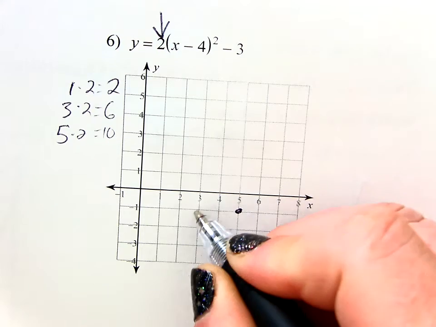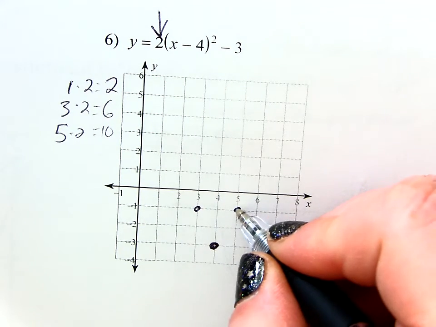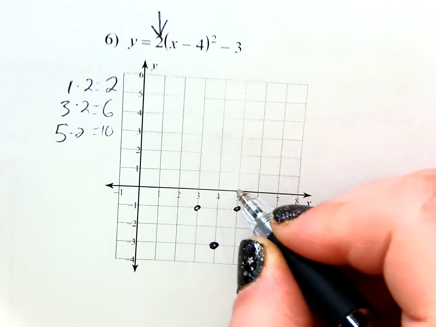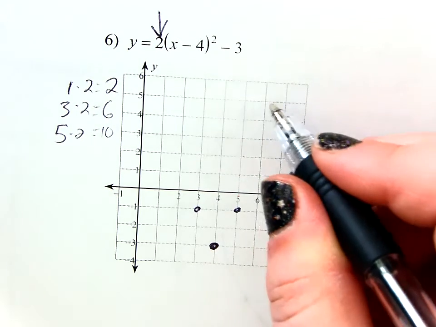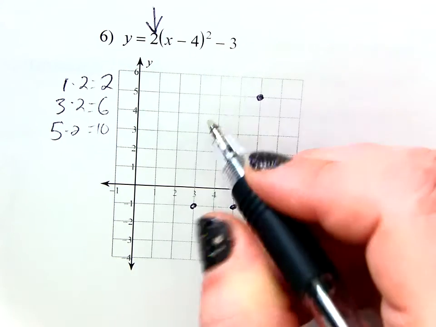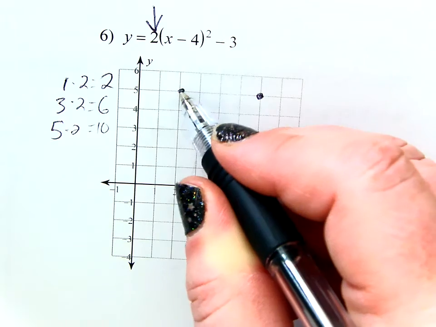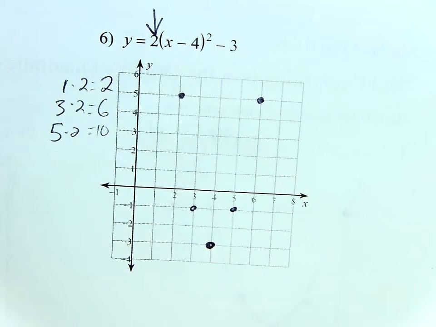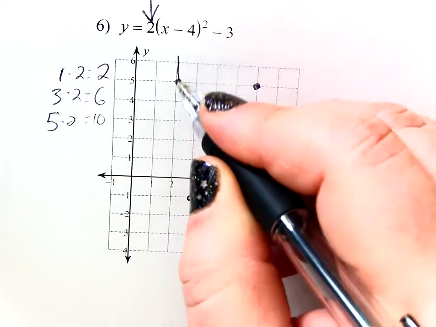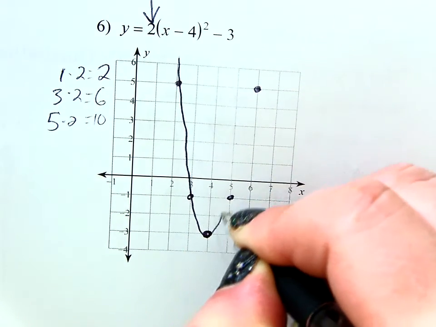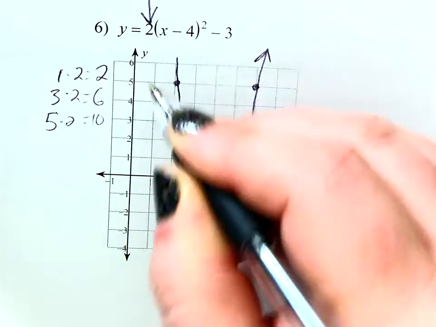Remember how that pattern worked, right? So now I go up 2 over 1 and mirror it on the other side. Then from that point, now I go up 6. 1, 2, 3, 4, 5, 6. And of course I don't have room to do 10, but if I did, that's what I would do. And this, yes, has created a more narrow graph. And all my pieces are in the right spot. So let's connect this into a nice smooth curve.